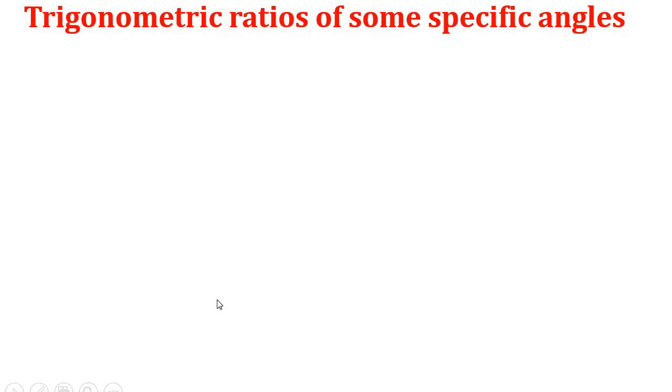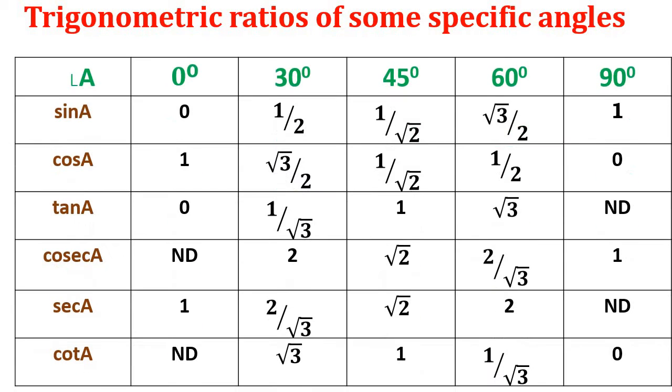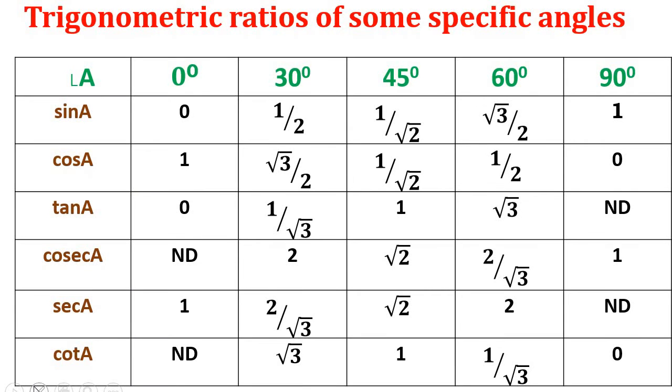Students, in today's class, we will discuss trigonometric ratios of some specific angles. Here, the angles are given. The angles are 0 degree, 30 degree, 45 degree, 60 degree and 90 degree. Here, the trigonometric ratios are given in the left side, and at the top, the angles are given.